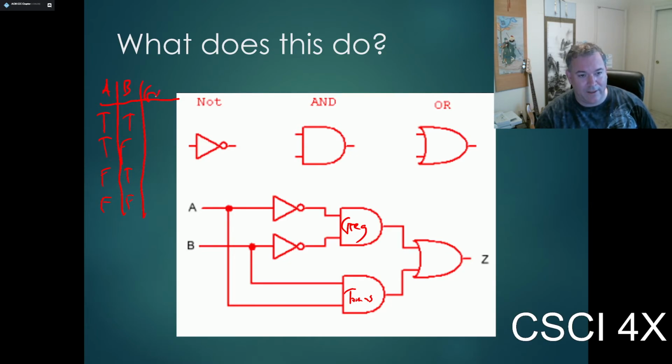So the output of Greg is going to be true only when both inputs are false: false, false, false, true. Then we've got Tomas over here. Tomas is just an AND gate. So Tomas is true anytime A and B are both true. So we get true, false, false, false.